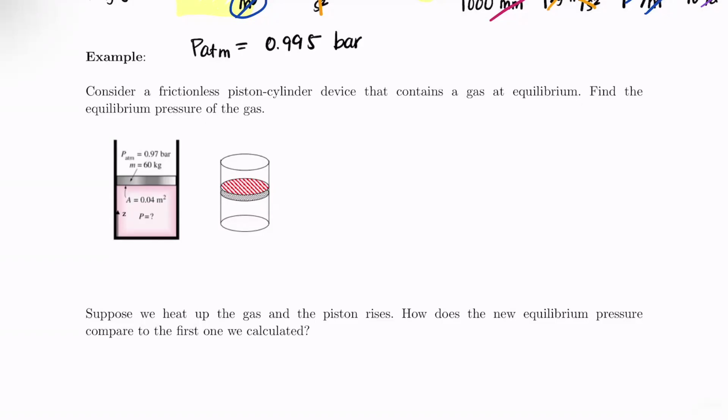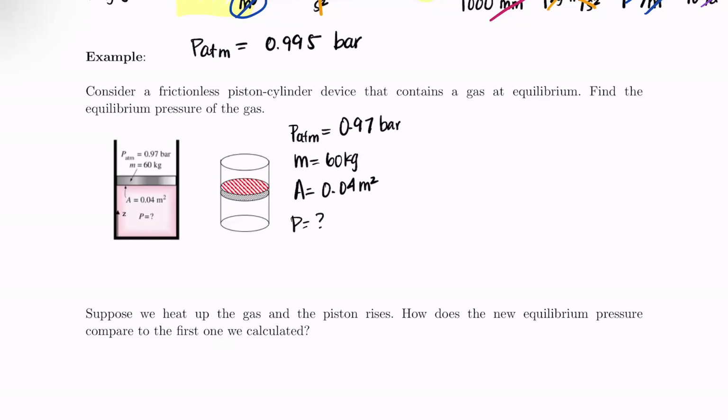So we have a frictionless piston cylinder device. So essentially this is just a cylinder with a disc inside of it. We're going to assume that the disc doesn't have any friction with the walls of our cylinder. And it contains a gas at equilibrium, and we want to find the equilibrium pressure of the gas. All right, so we are given information here. So we have that the atmospheric pressure above this cylinder is 0.97 bar. We know the mass of the cylinder is 60 kilograms. And the area of the cylinder is 0.04 meters squared. And we want to find P.